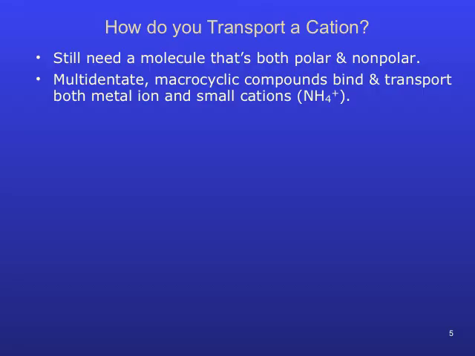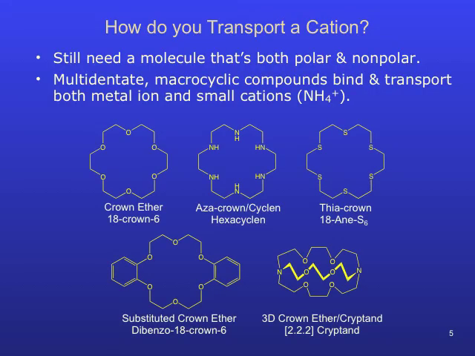Multidentate simply means that 2 or more Lewis base sites are present on the molecule, with atoms of nitrogen, oxygen, or sulfur present as these base sites. Macrocyclic denotes a ring or rings composed of a relatively large number of atoms. Pictured here are several molecules suitable as PTCs for cations. The ring size and type of Lewis base site determines the effectiveness of a molecule as a phase transport catalyst.